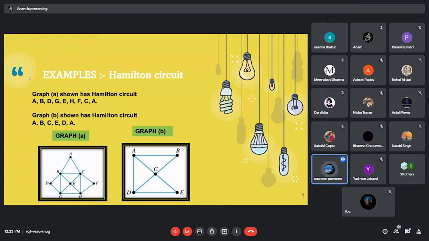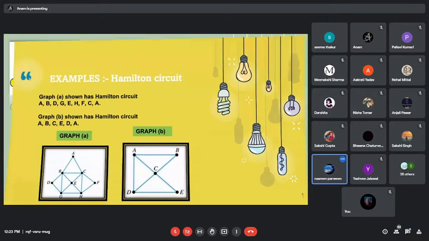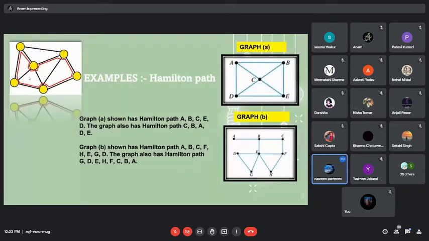Now moving on to the examples of Hamilton path. Next slide. The first example is graph A. It shows a Hamilton path because it contains each vertex of the graph exactly once, like A, B, C, E, D, and also C, B, A, D. These two are Hamilton paths.